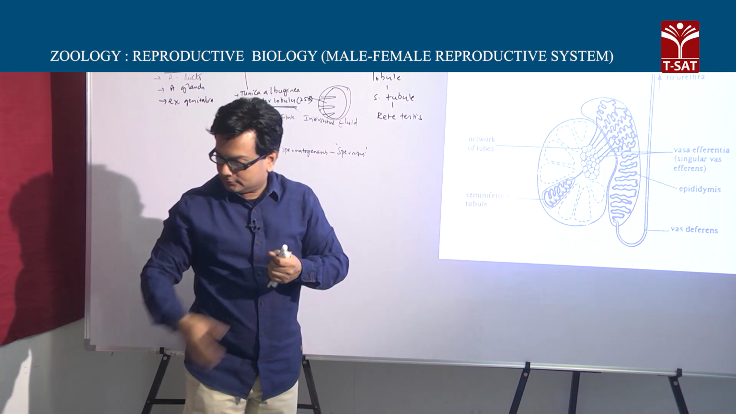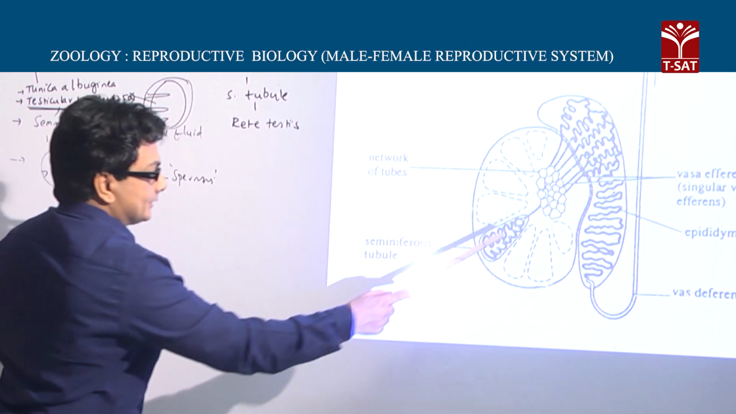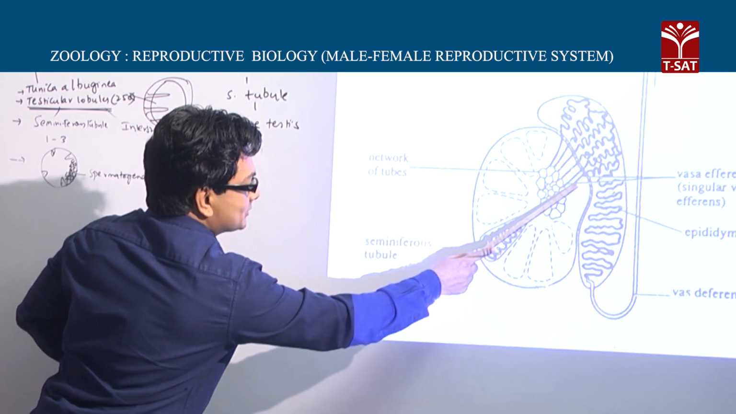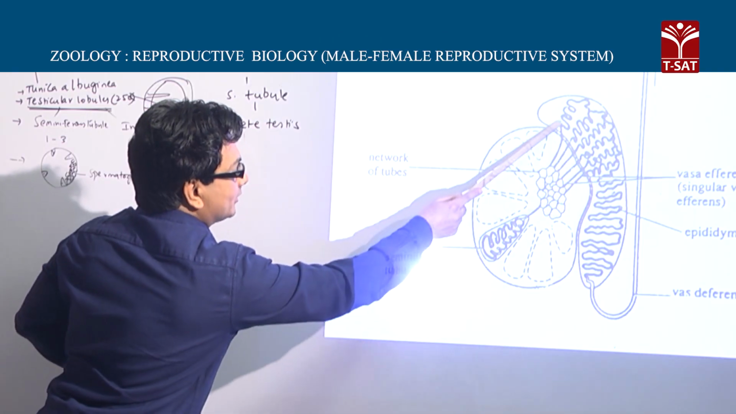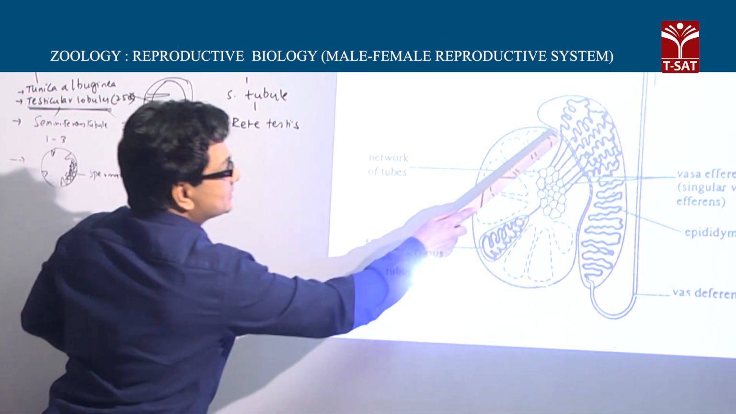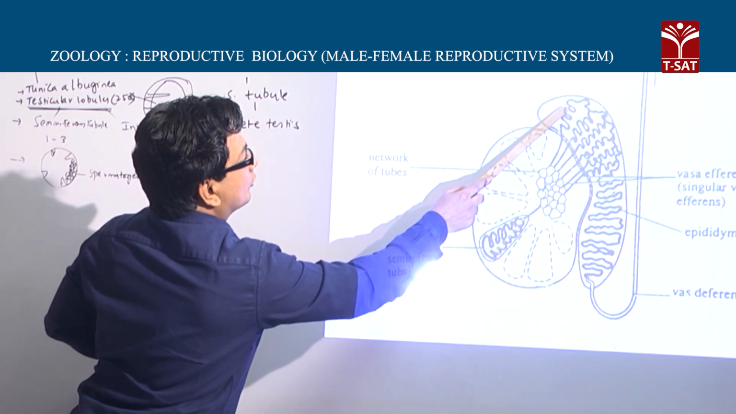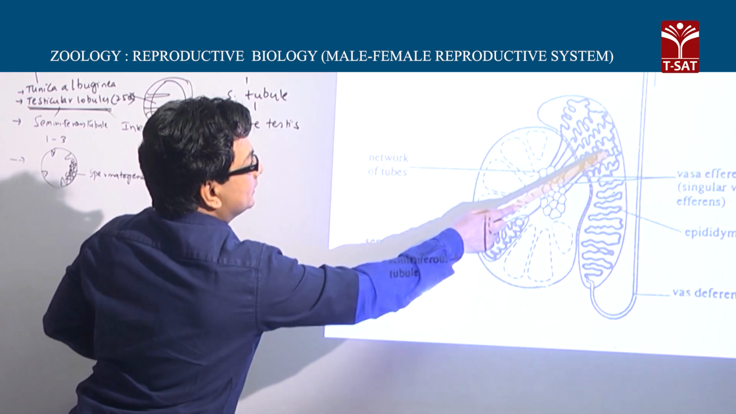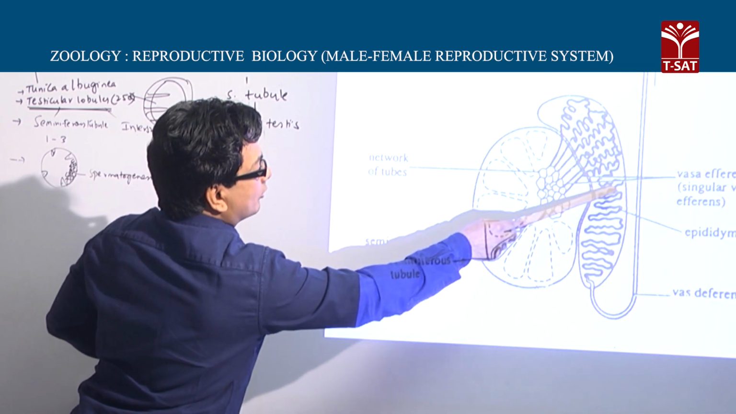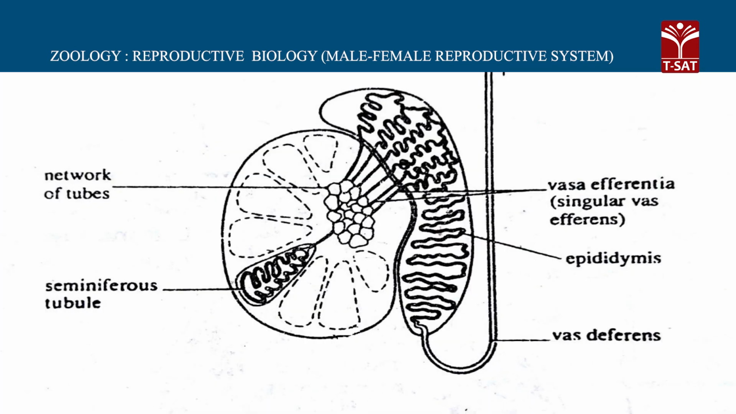See the continuation. The continuation of the rete testis is the vasa efferentia. Of course, the singular is called the vas efferens, but the plural is the vasa efferentia. They open into the epididymis. The epididymis is divisible into the caput, the corpus, and finally the cauda. The cauda continues as the vas deferens.